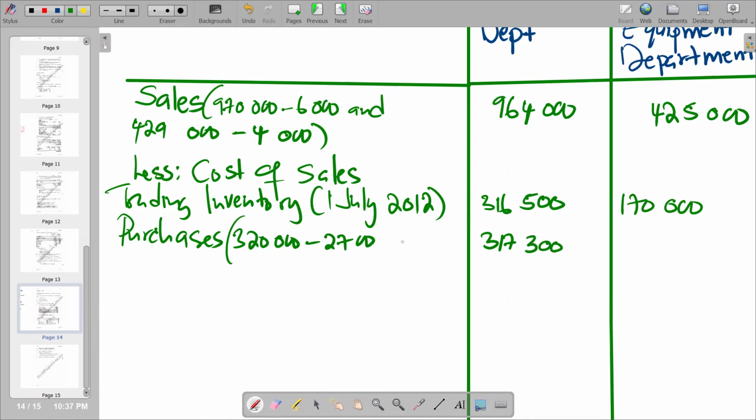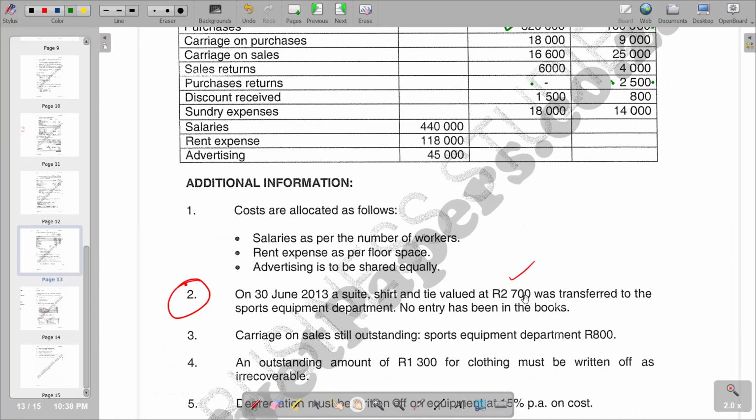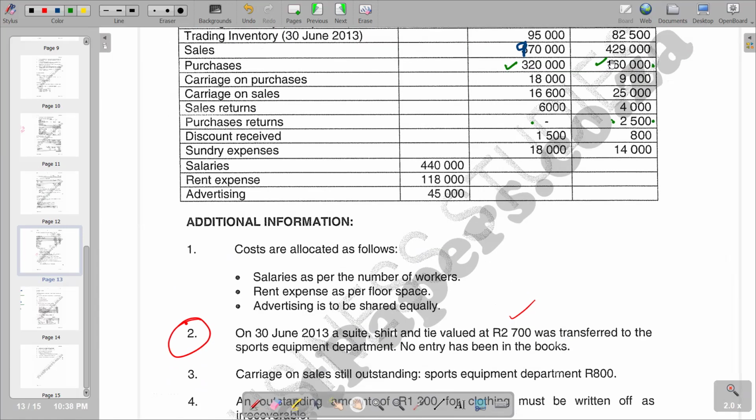And then obviously we also need to adjust for the sports equipment department. We check according to the information given again. We see that the purchase figure that we have is 160,000. We do have purchase returns of 2,500, so we're going to say 160,000 minus 2,500. And then we've got an addition of 2,700 that is coming from the menswear department, so we add 2,700. So basically we are saying 160,000 minus 2,500 plus 2,700.